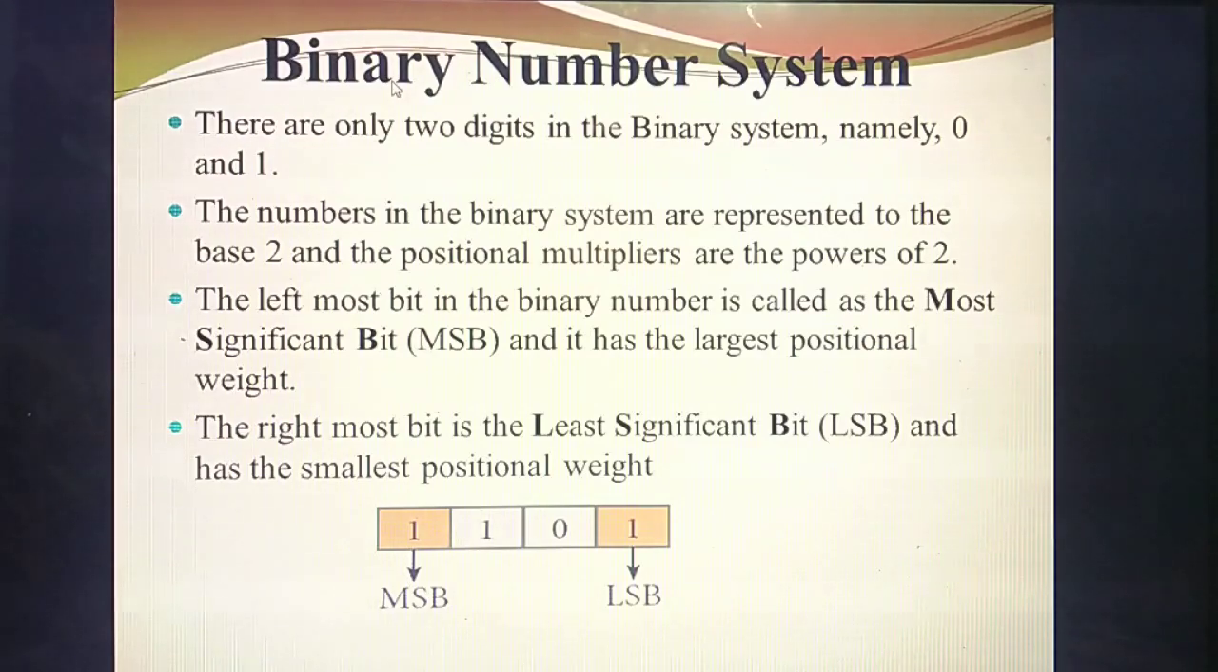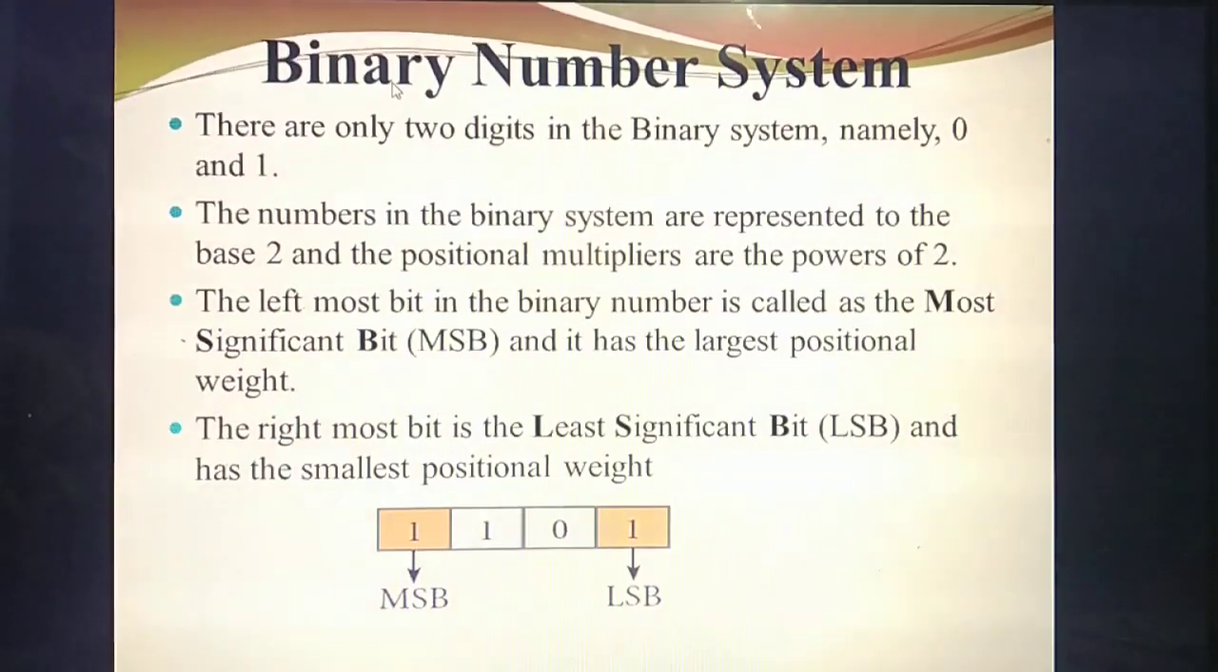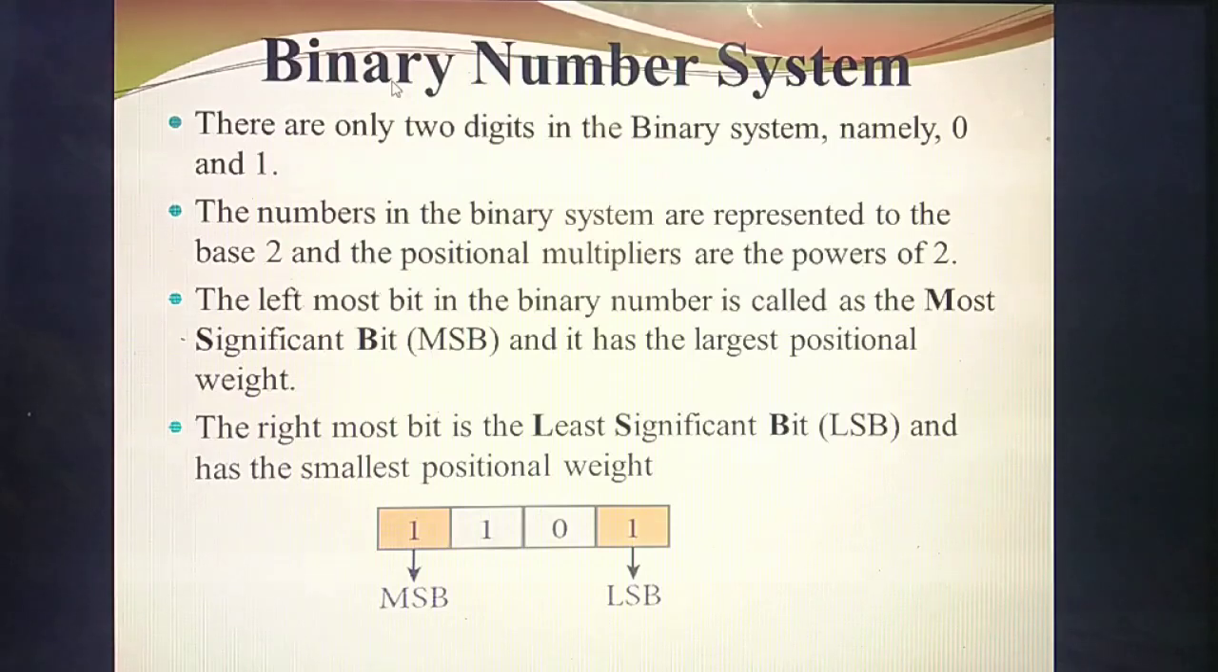That means 10 to the power 0, that position value is 0. Next, 10 to the power 1, the position value is 1. So likewise, in the binary number system we are giving the positional value as 2. That means each digit is multiplied with the powers of 2. Like in the decimal number system we multiply with the powers of 10, in the same way in the binary number system we multiply each digit with the powers of 2.